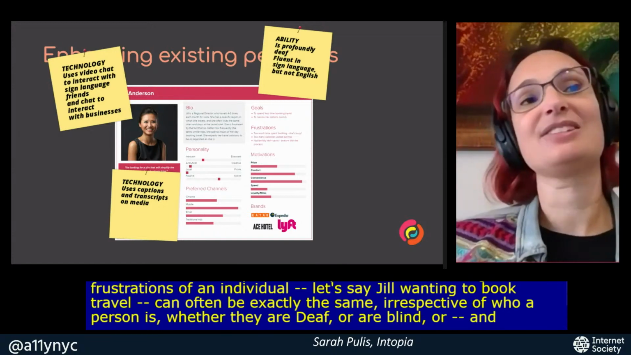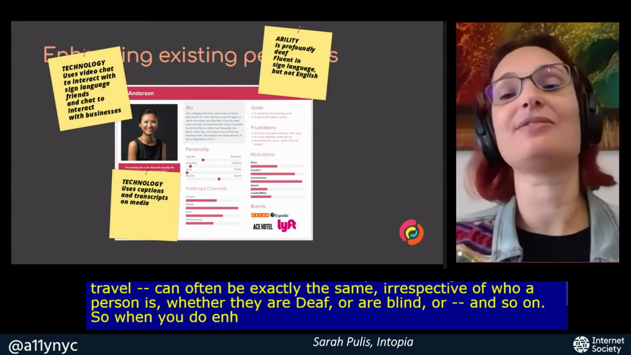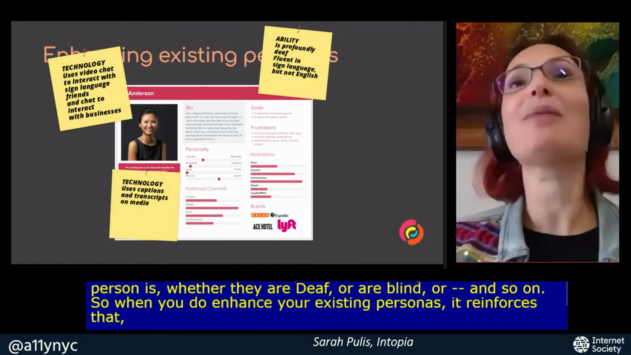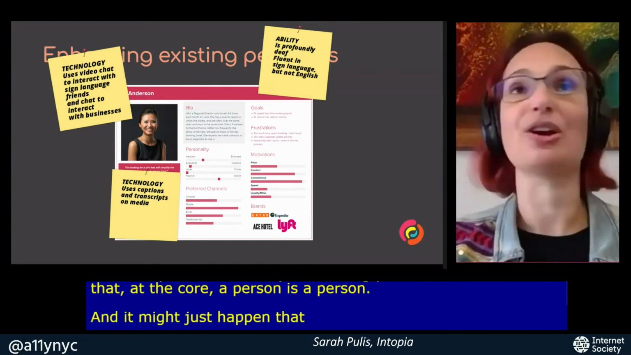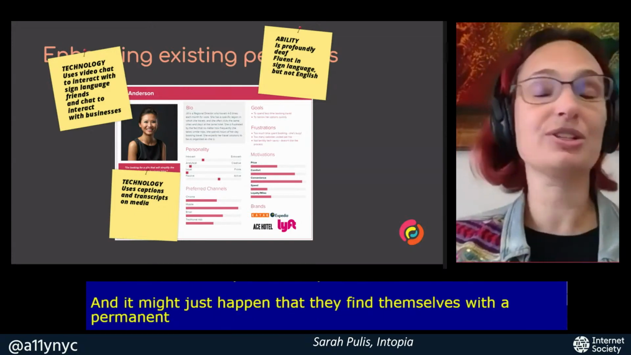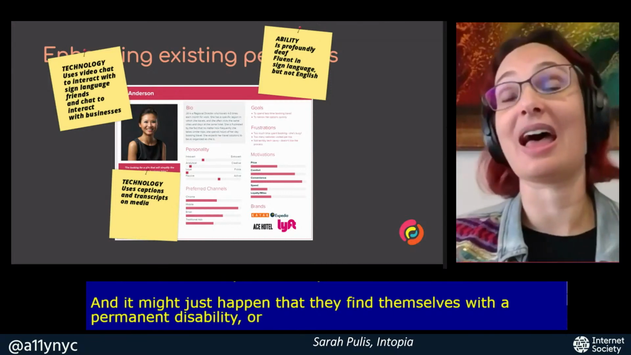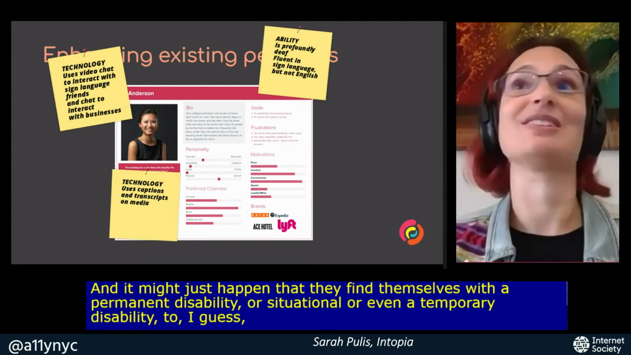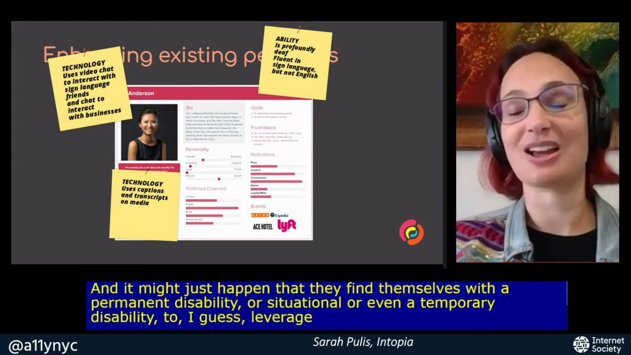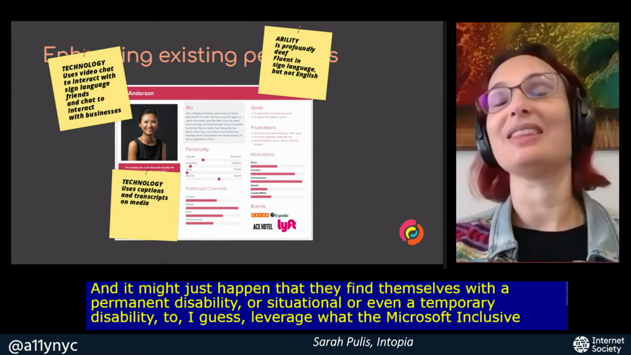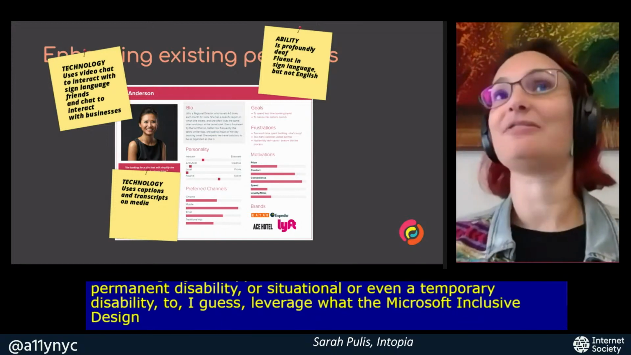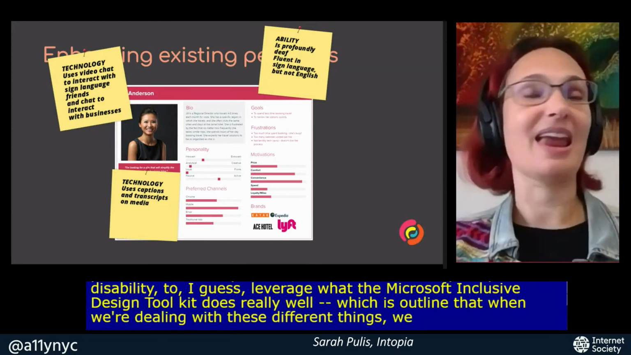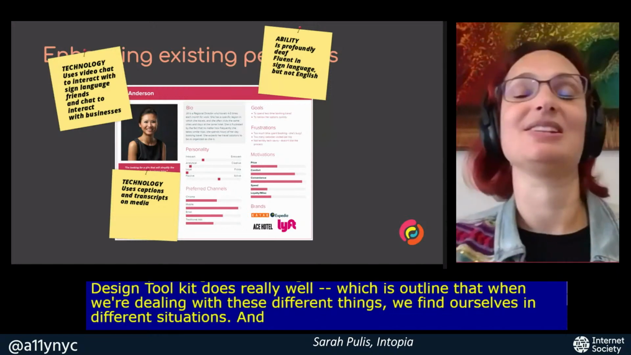So when you do enhance your existing personas, it reinforces that at the core, a person is a person. And it might just happen that they find themselves with a permanent, situational or even temporary disability. To leverage what the Microsoft Inclusive Design Toolkit does really well, which is outline that when we're looking at these different things, we find ourselves in different situations. And often when we're designing things, it will help anyone in these different situations.